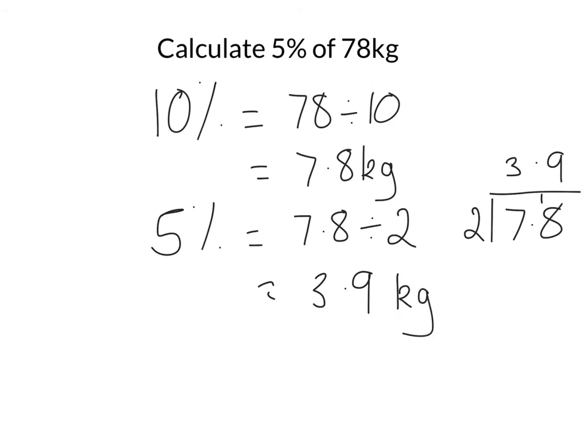You may have been able to do half of 7.8 in your head. If you can, brilliant. Another way to think about that would be to do half of 78, which is 39, and then divide your answer by 10. Lots of different methods, but the key thing is that we're finding 10% and then halving the 10%.